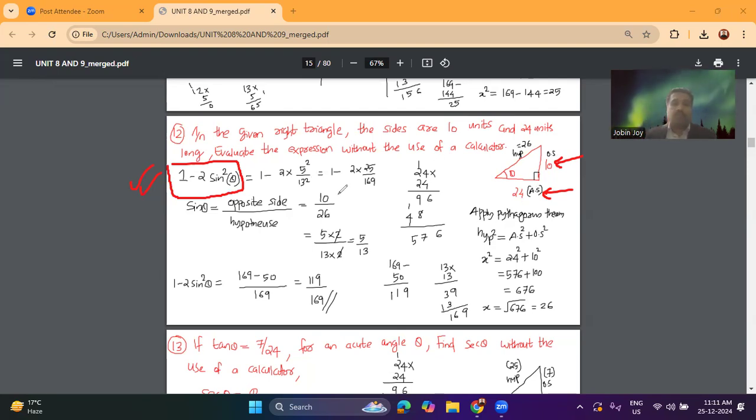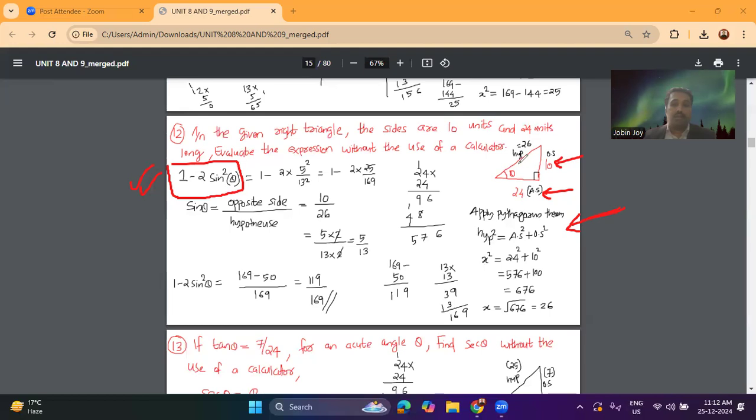So you have to calculate 1 minus 2 sine square theta. Okay, so what is sine theta? Sine theta is equal to opposite side divided by hypotenuse. Here the problem is I don't know the hypotenuse. Okay, there is a solution. What is the solution? You can apply Pythagoras theorem. What is Pythagoras theorem? Hypotenuse square is equal to opposite side square plus adjacent side square.